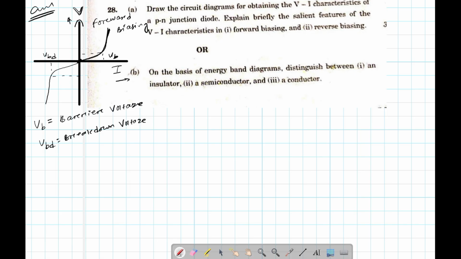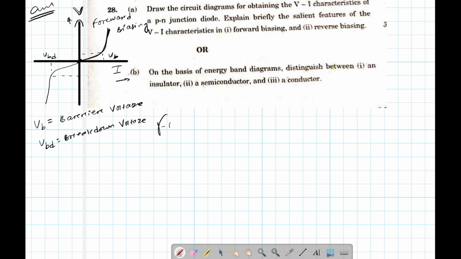And explain the features of VI characteristics for forward and reverse biasing. In case of forward biasing, after barrier voltage, current conduction increases, and in case of reverse biasing, after breakdown voltage, current conduction increases.